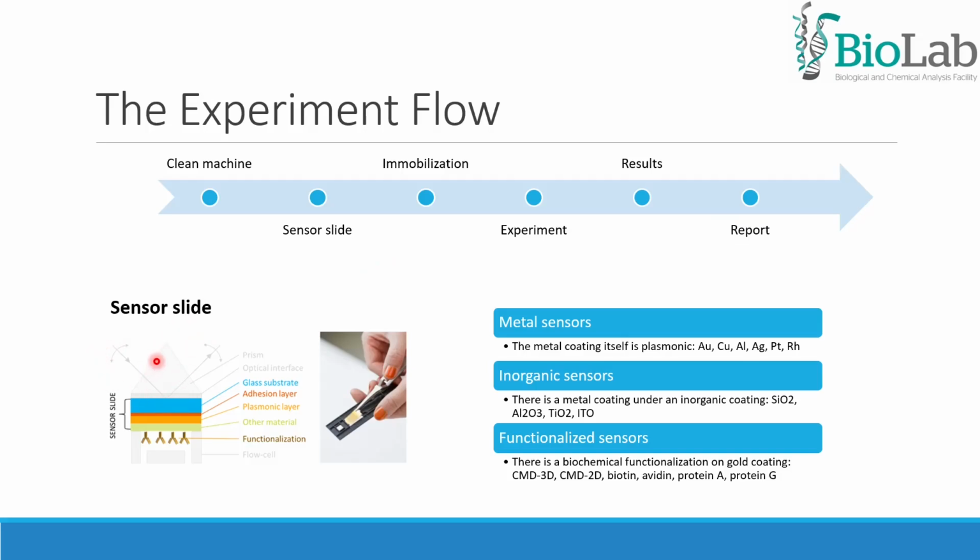The sensor slide, or sensor chip, is constituted by a glass layer, an adhesion layer that binds the plasmonic layer to the glass layer. The plasmonic layer is the metal layer. Usually, the metal is gold, but you can also have silver or platinum or other metal. On top of the metal layer, you can have other materials, such as an inorganic layer or some kind of biochemical functionalization, such as carboxymethyldextran, biotin, protein G or A, depending on what you want to immobilize in the surface.